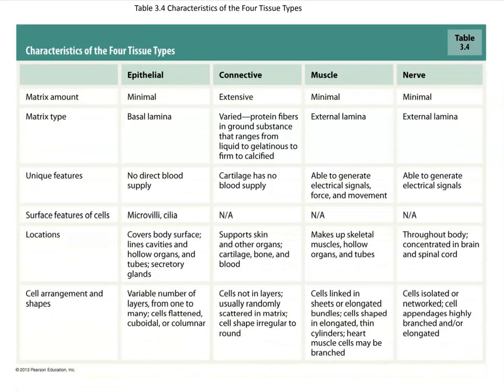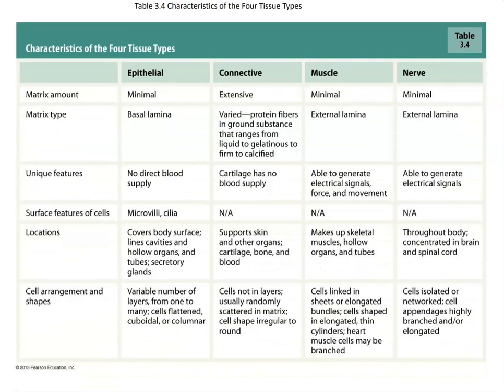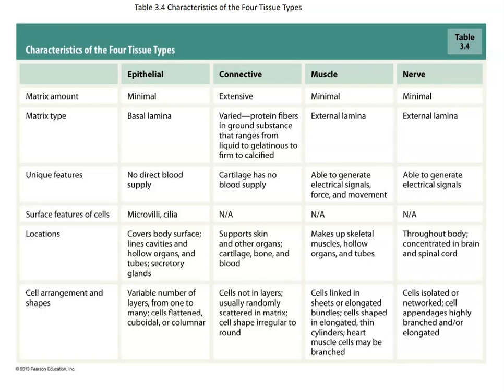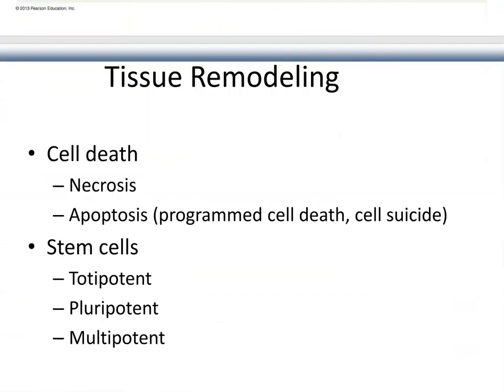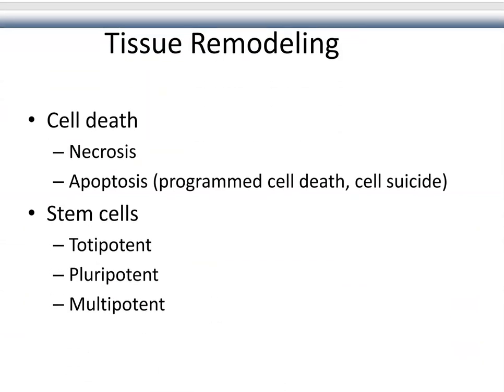And here is your summary table of the four tissue types: epithelium, connective tissue, muscle, and nerve. You can read through that. I don't need to read that to you. So, a little bit here on tissue remodeling to finish up.